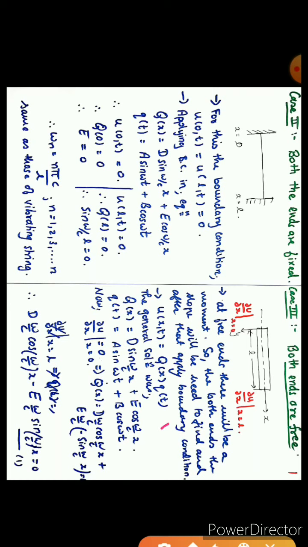Let us write the general equation u of x,t, that is capital Q of x and small q of t. Q of x once again we already know: D sin(omega/c times x) plus E cos(omega/c times x), and q of t, that is q function of t, will be A sin omega t plus B cos omega t.